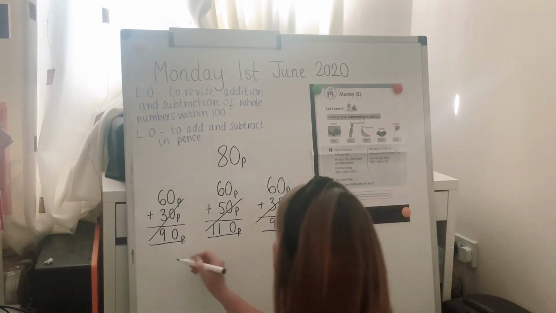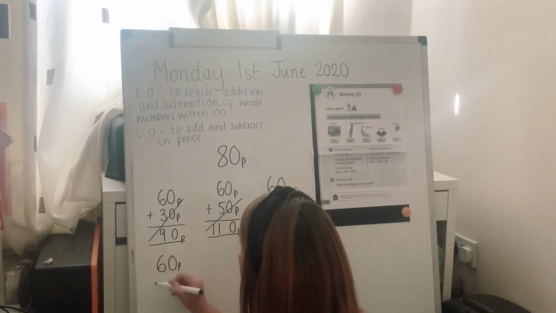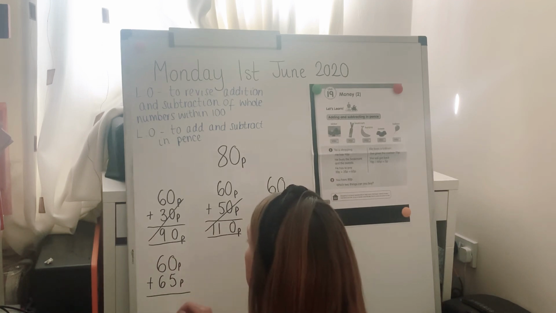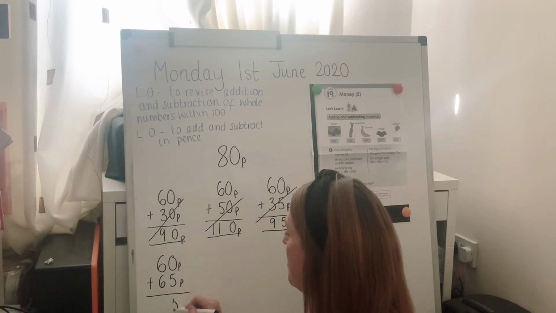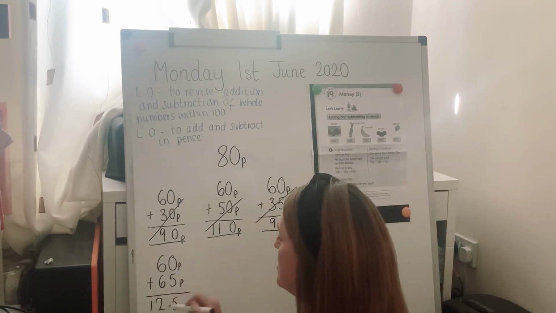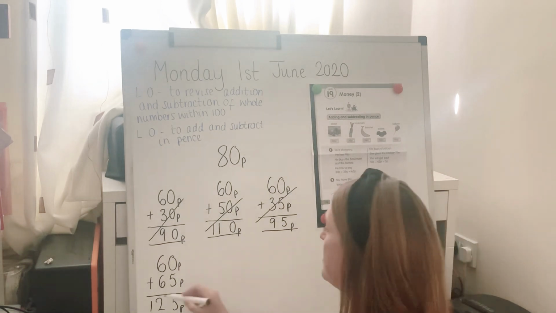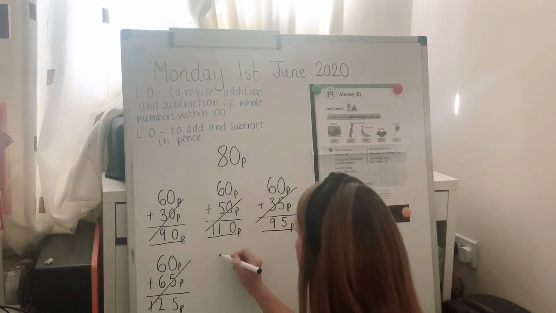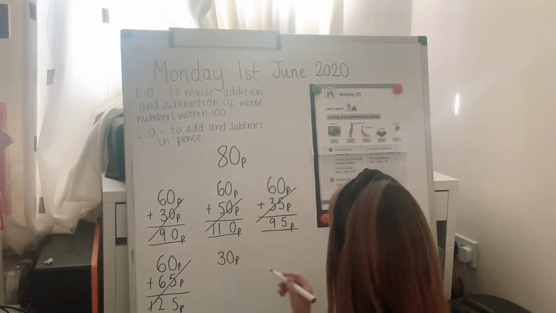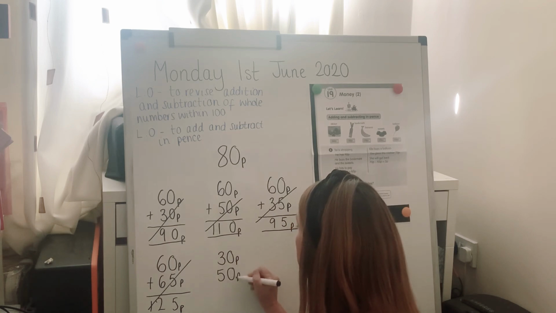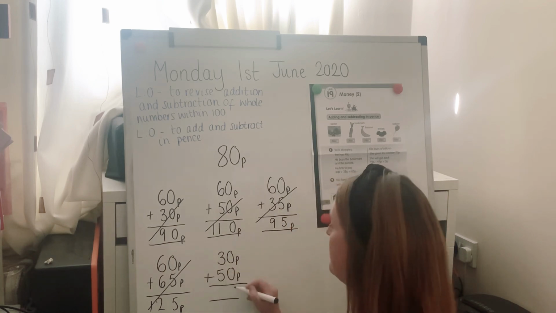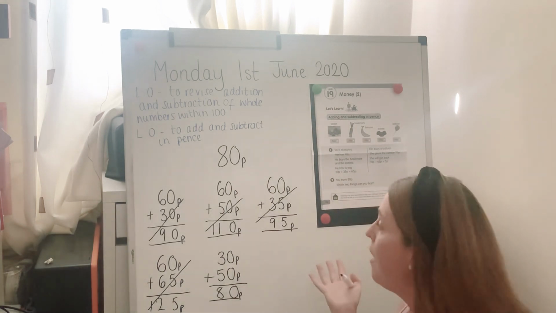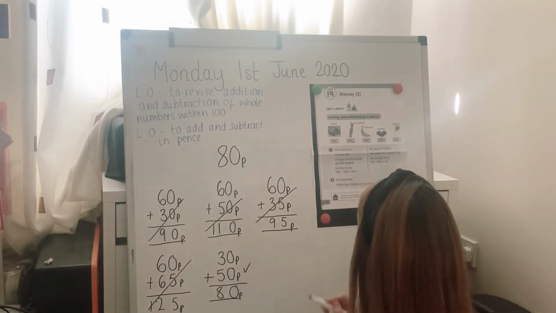A sticker and a balloon. So I've got 60p, add a balloon is 65p. Okay, so 0 add 5 is 5. 6 add 6 is 12. 125p. Too much. Okay then, let's try a bookmark and a banana. So a bookmark is 30p. A banana is 50p. 0 add 0 is 0. 3 add 5 is 8. 80p. I can buy a bookmark and a banana.